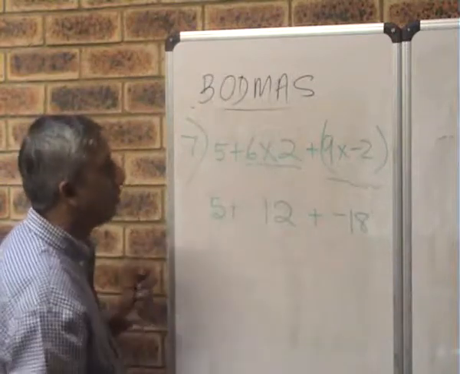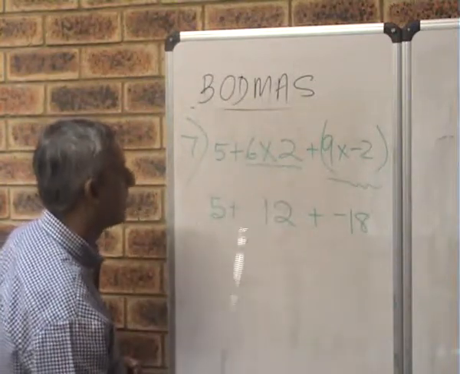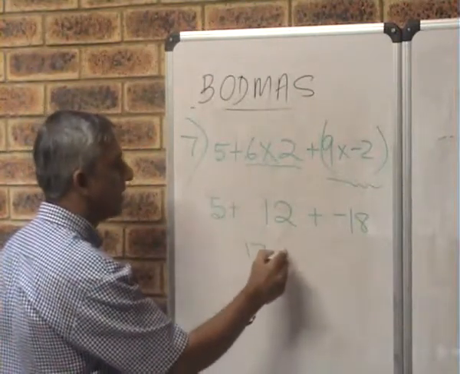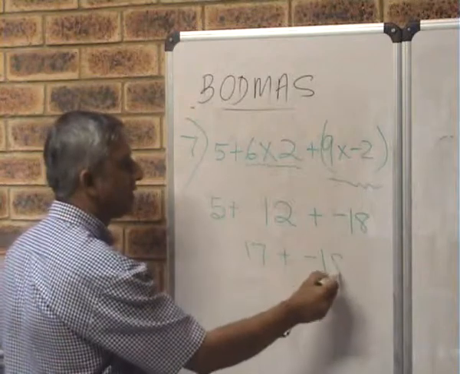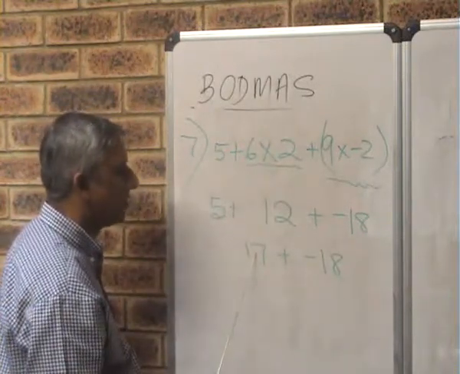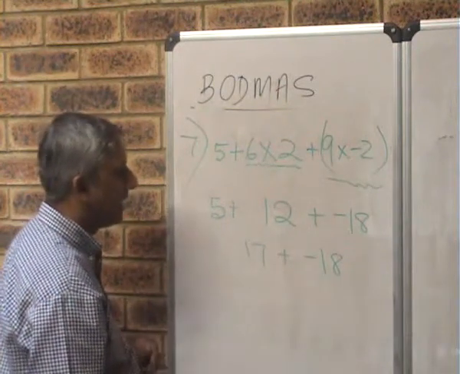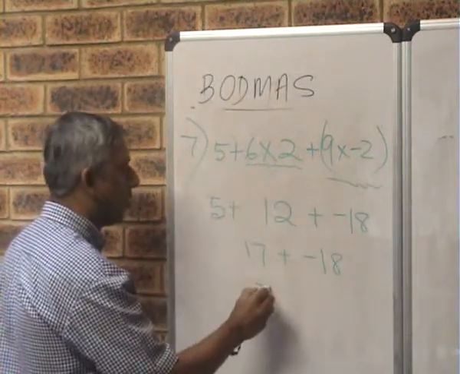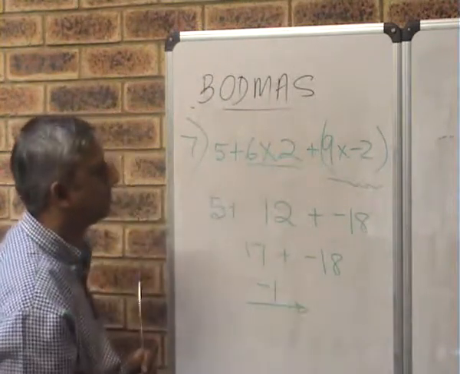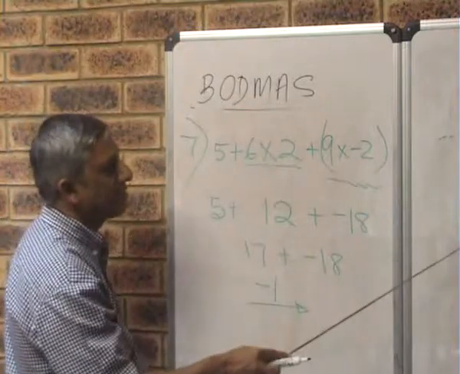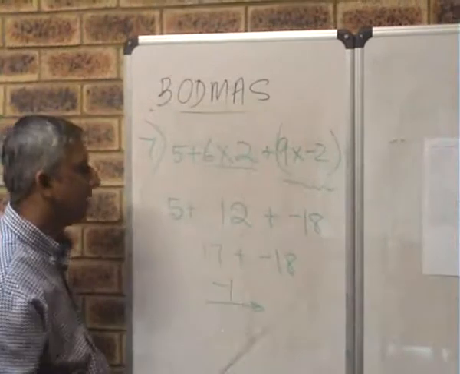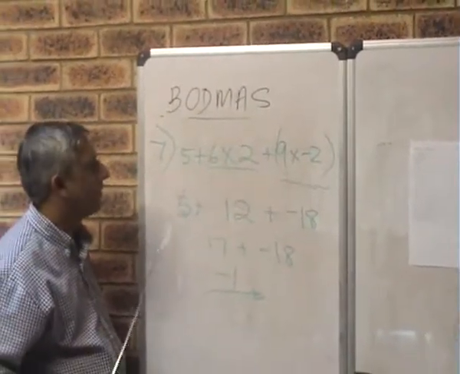So, remember the rule, working from left to right. So, 5 plus 12, 17 plus minus 18. Now, remember your rules of integers. You have 17, you owe 18. So, you'll end up owing 1. So, the final answer is minus 1. So, if you're learning the rule of BODMAS, you've got to make sure that you know all the rules of integers already before you can try and complete these examples.